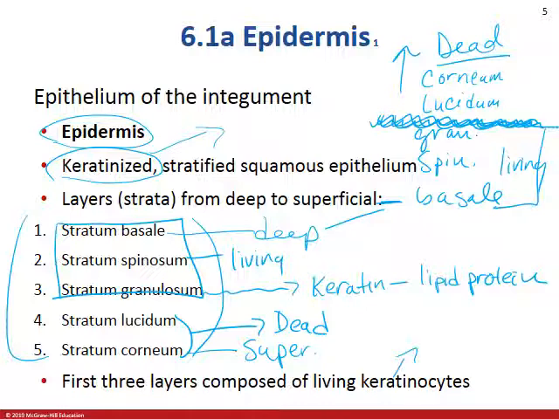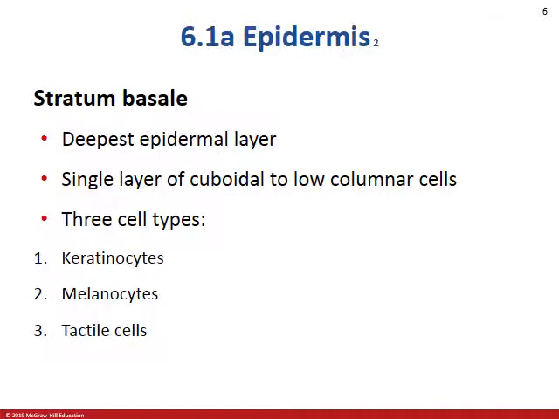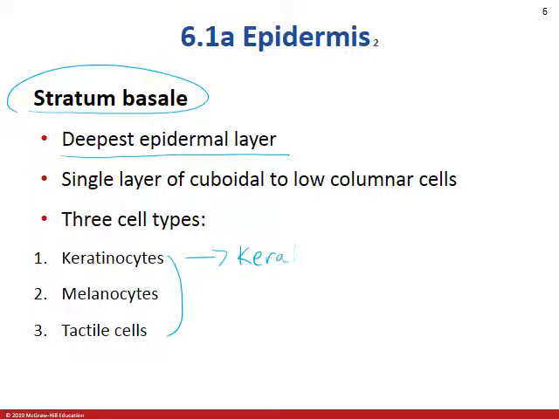The cells that make up your epidermis are called keratinocytes. Gee, they're cells that make keratin, right? I love it when names work, right? Here we have the deepest epidermal layer. That's the stratum basal or basal. We have the 3 cell types. We have keratinocytes, and you're probably thinking, oh, they're going to make keratin. And melanocytes, they're going to make melanin. And tactile cells, which are touch receptors.